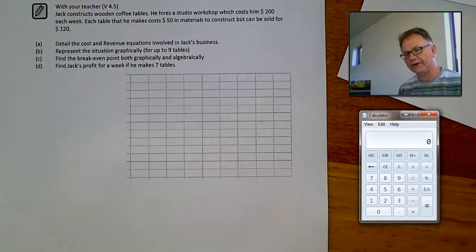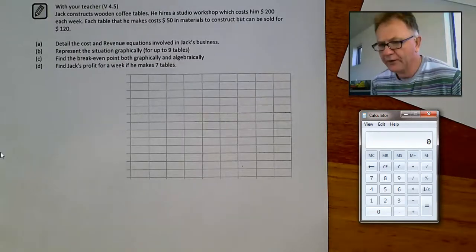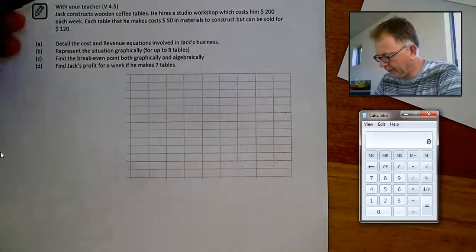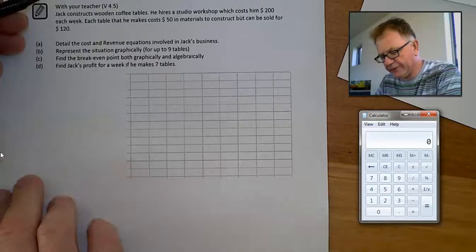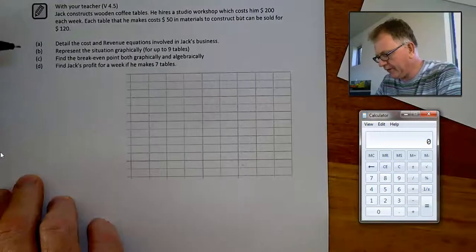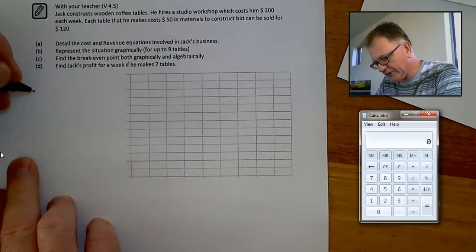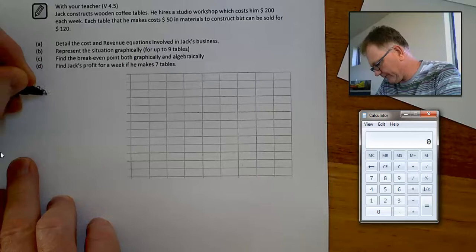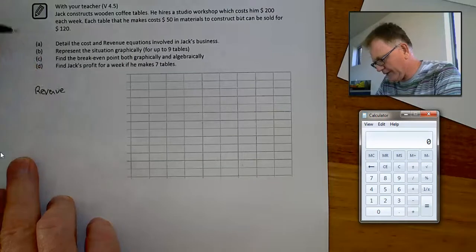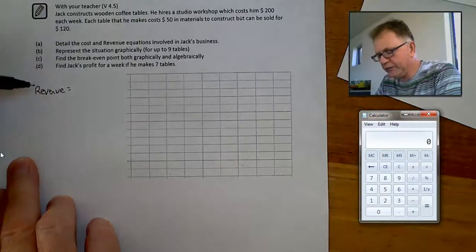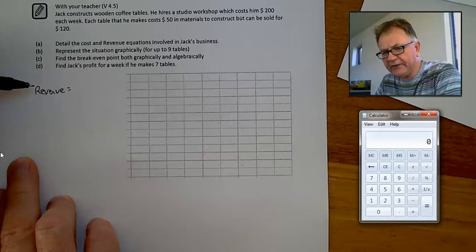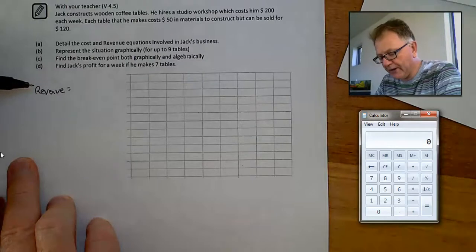When you start a break-even analysis question, what you need to do is determine a cost and a revenue equation. I usually start with the revenue equation because generally speaking it's easier. Now, let's have a look here. The revenue is how much money he gets from selling the tables.